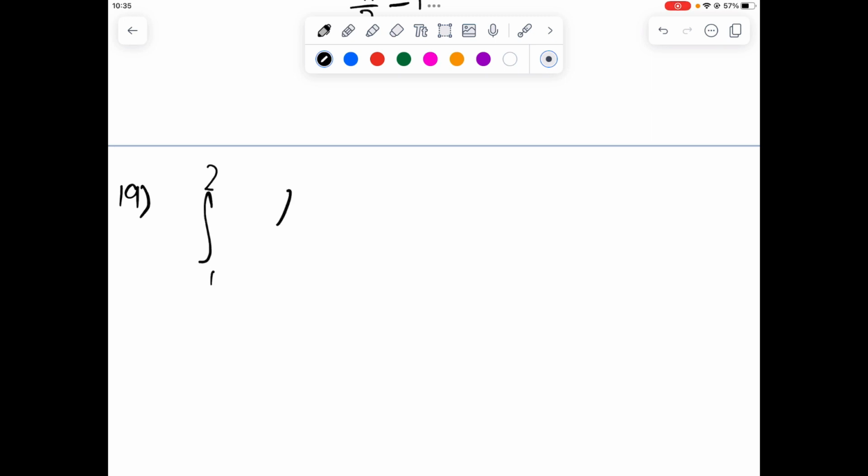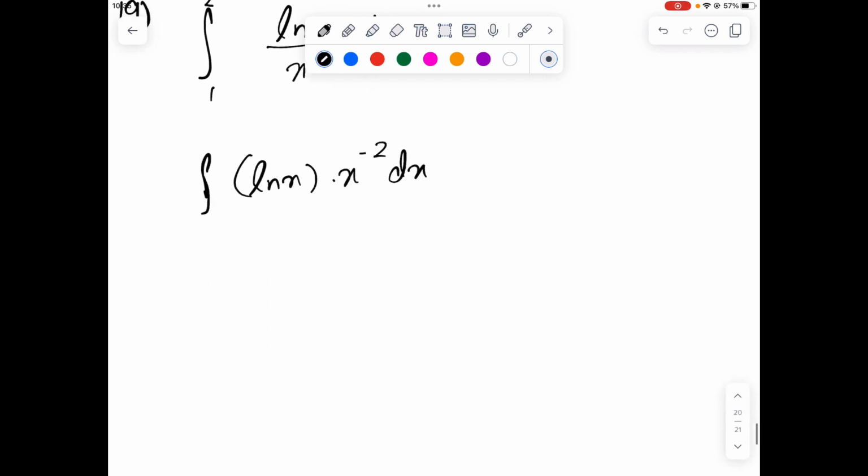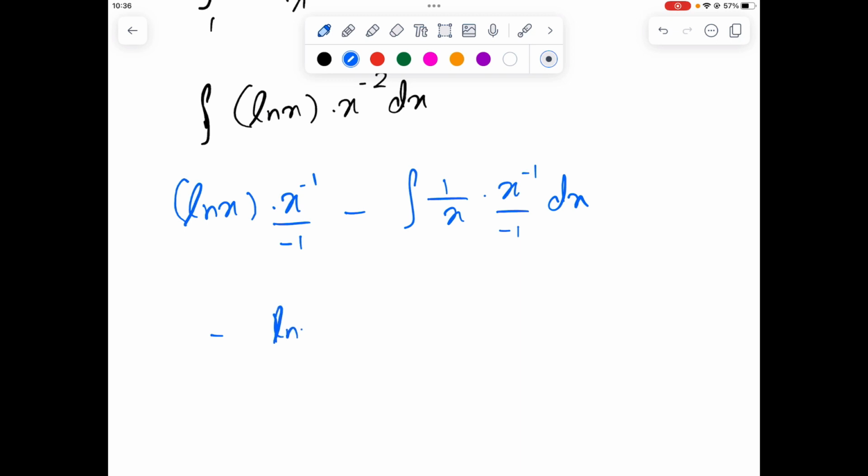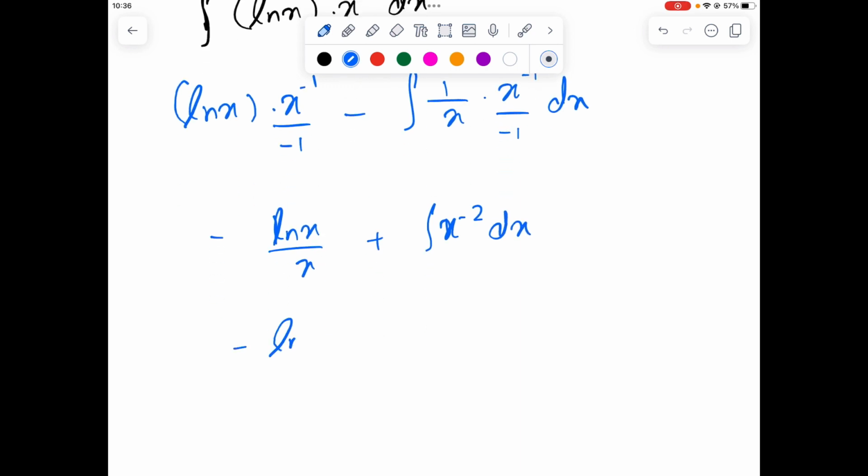Integral 1 to 2 ln x upon x square dx. So integral ln x times x power negative 2 dx. So my first function is ln x. Second function is x power minus 2, its integral, minus integral of derivative of first function, integral of second function. So it becomes minus ln x upon x plus 1 upon x times x power negative 2 dx. Minus times minus is plus. So minus ln x upon x plus x power negative 1 upon negative 1 plus c.